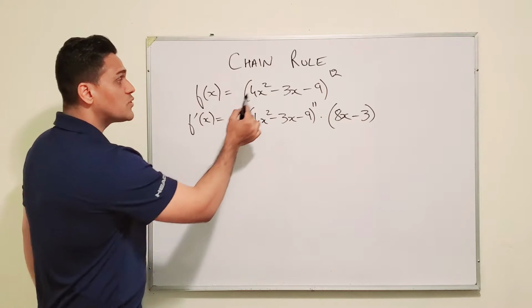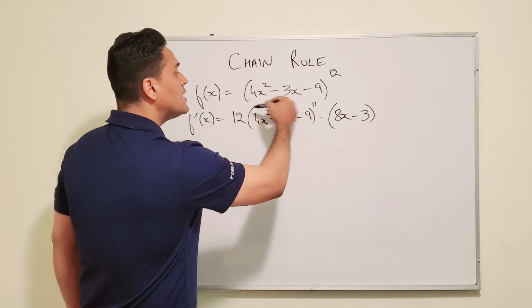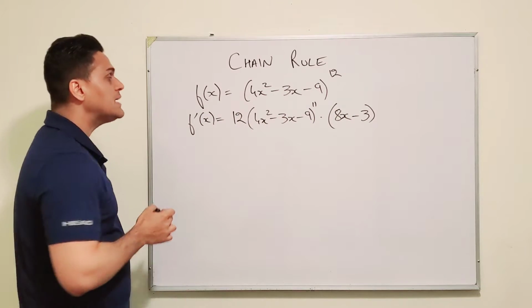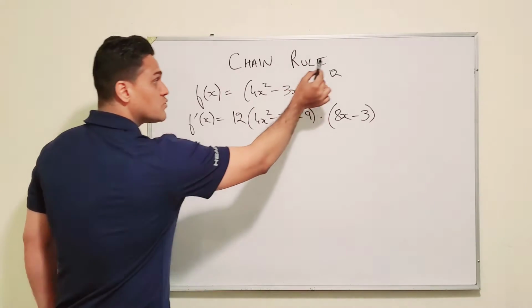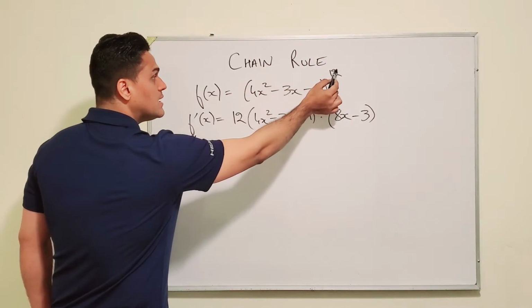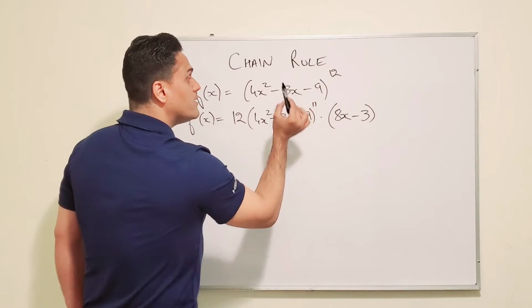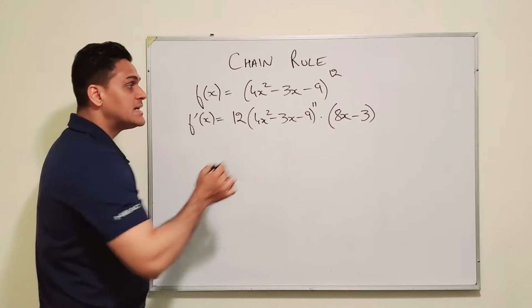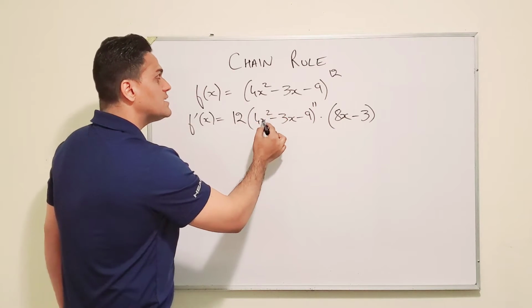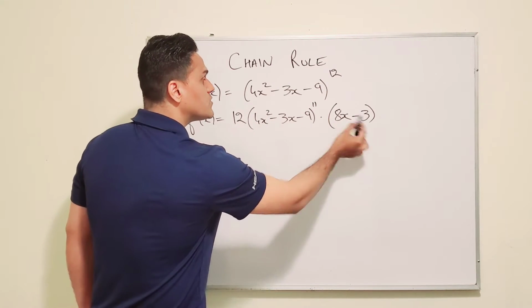F of x was 4x squared minus 3x minus 9, all raised to the power 12, okay? To get the derivative, we will do 12 times the constant in front, which is 1. So 12 times 1 is 12. And now the power goes down by 1. So that just becomes 11 times the derivative of the inside, which is going to be 8x minus 3, okay?